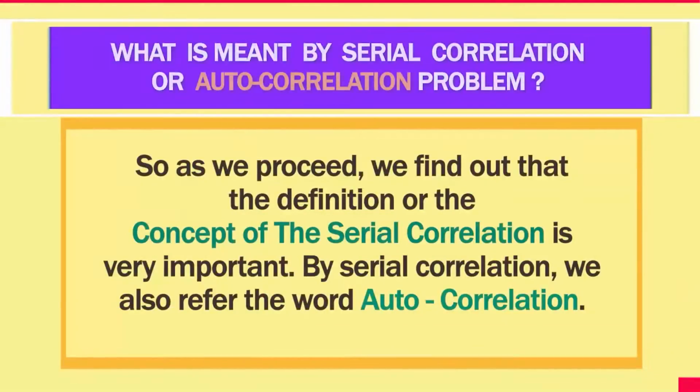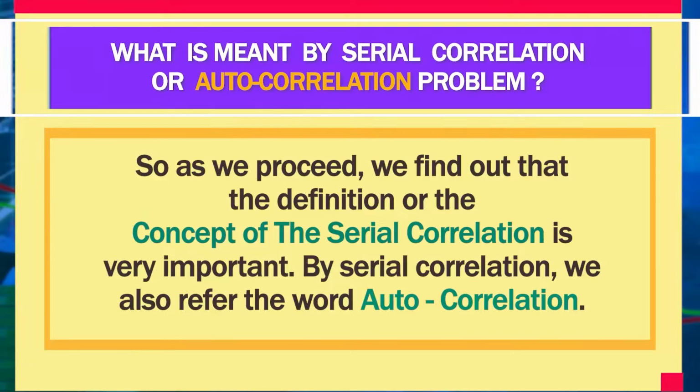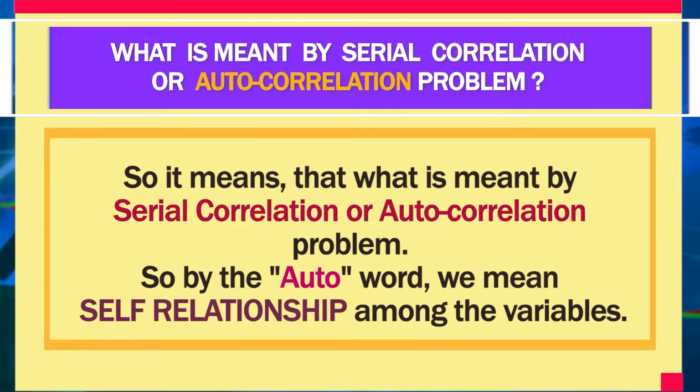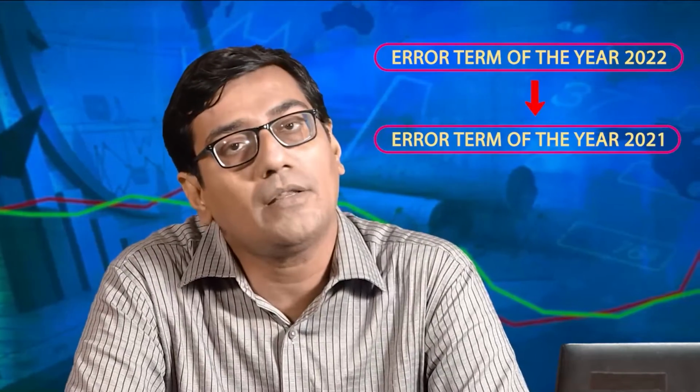As we proceed, we find that the definition or the concept of serial correlation is very important. By serial correlation, we also refer to the word autocorrelation. So what is meant by serial correlation or the autocorrelation problem? By the word auto, we mean self-relationship among the variables. For example, the error term of the year 2022 is dependent upon the error term of the year 2021, and in this way it is dependent on the previous time periods.